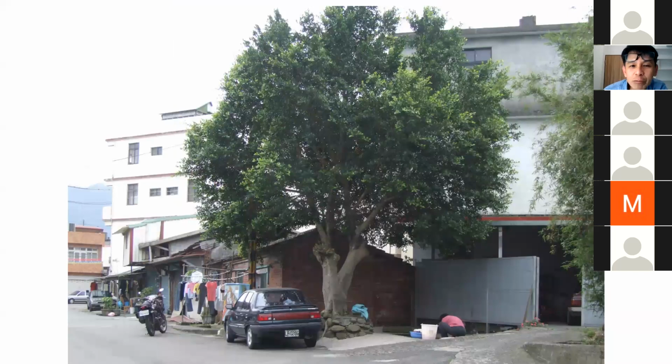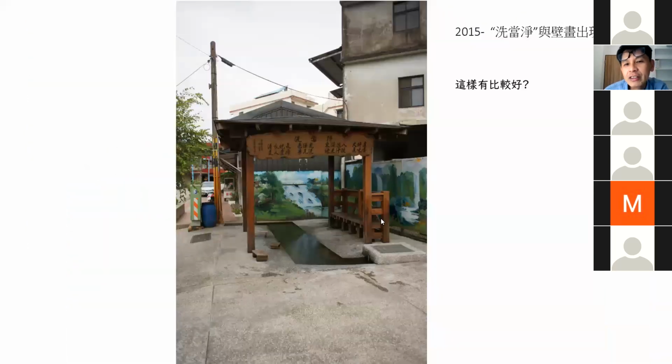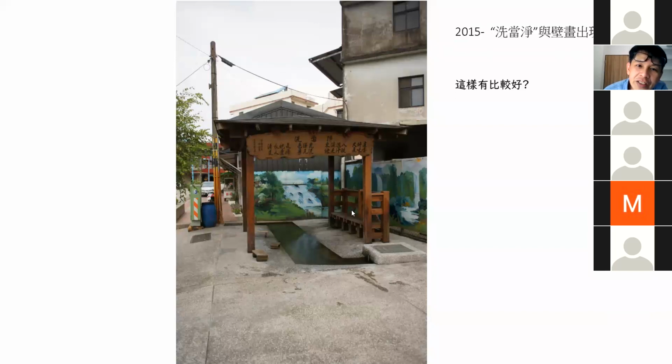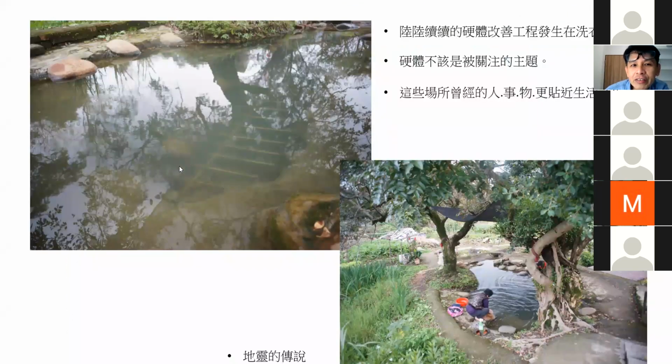So maybe 10 years ago, it looked like this, and after 10 years, like this. You can see the change. It's really progress, really improved, a kind of development. So I think this also happens in Indonesia.